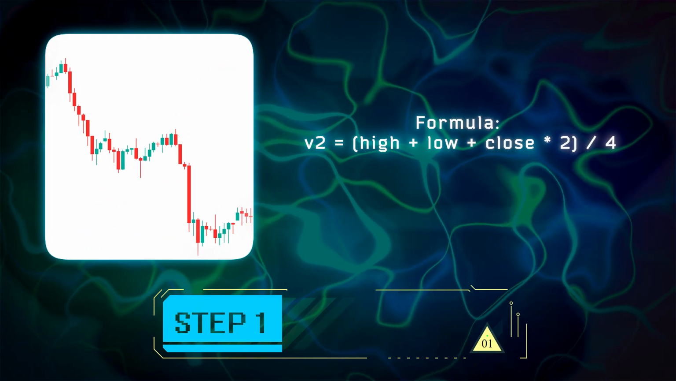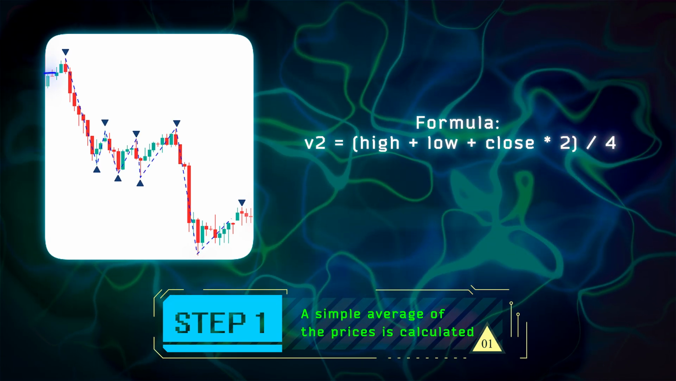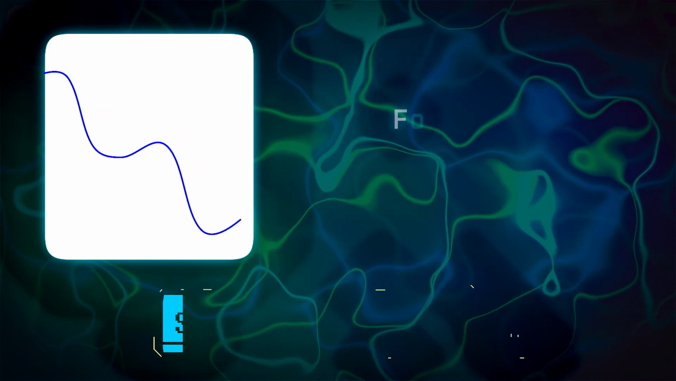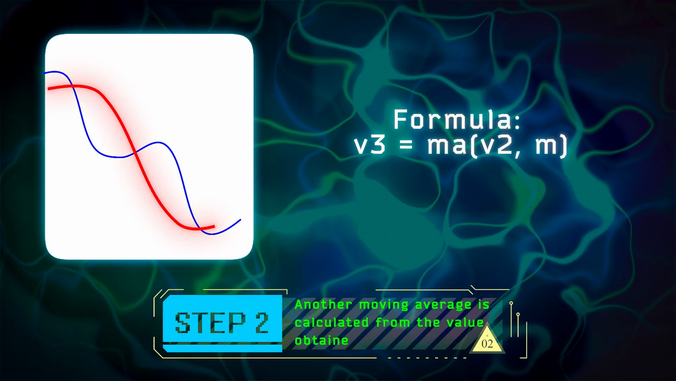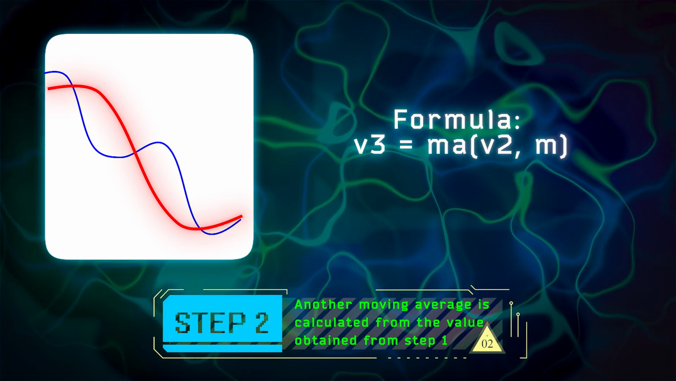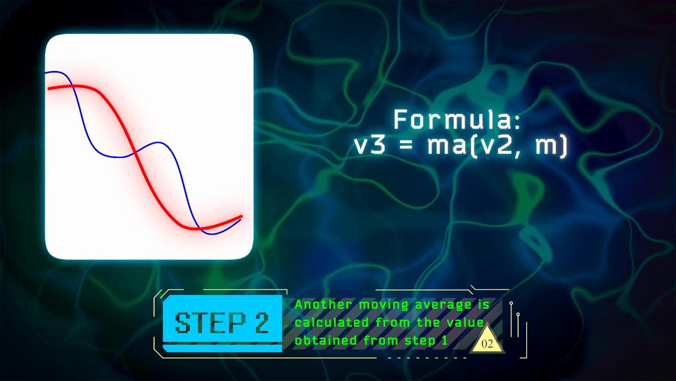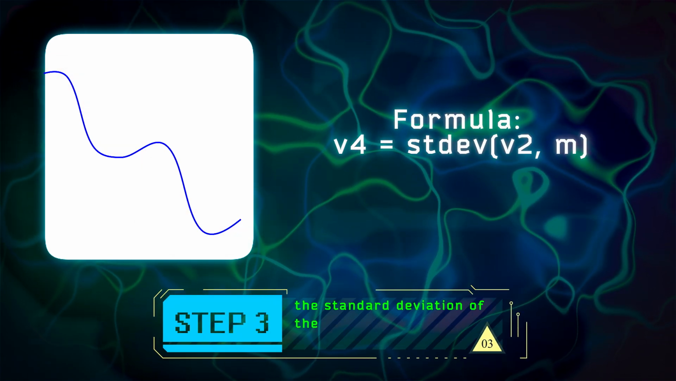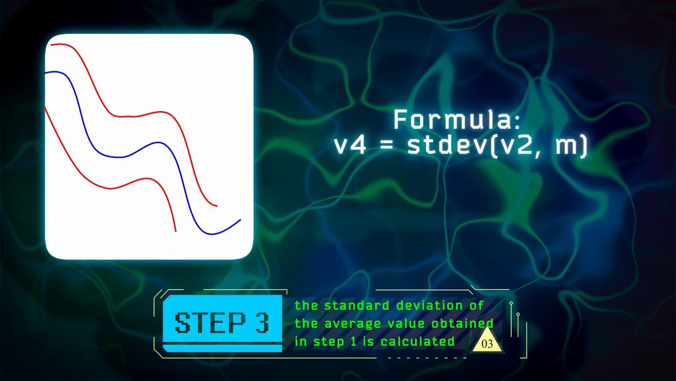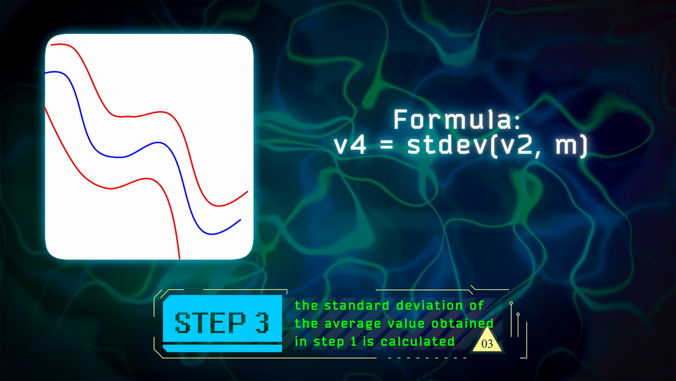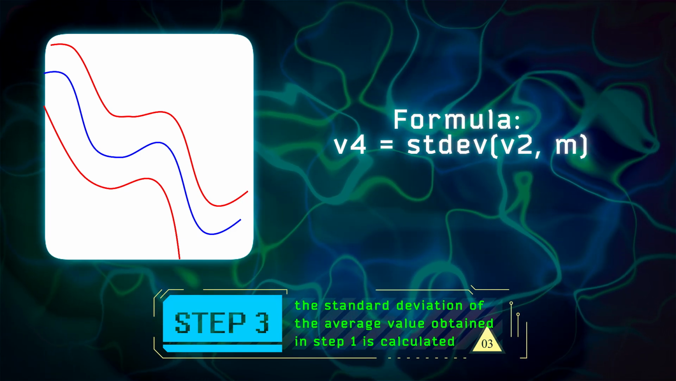In step 1, a simple average of the prices is calculated using the highs and lows. In step 2, another moving average of the value obtained from step 1 is calculated. This is to smooth the price series and help identify the trend. In step 3, the standard deviation of the value of the average obtained in step 1 is calculated. This serves to measure the volatility of the market.